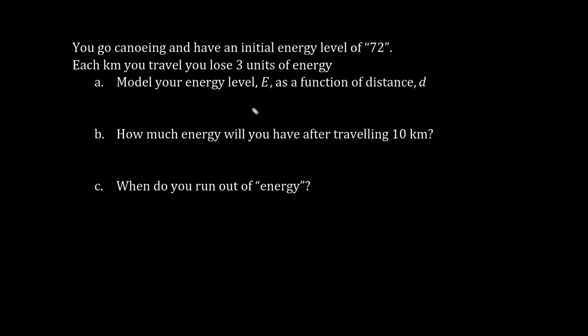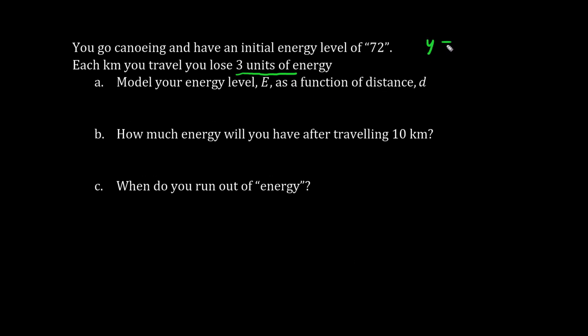Let's try another word problem involving lines. You go canoeing and have an initial energy level of 72. Each kilometer you travel, you lose 3 units of energy. So losing energy is like losing y values. This is like a slope of -3. Gaining is +3. Subtracting is -3.